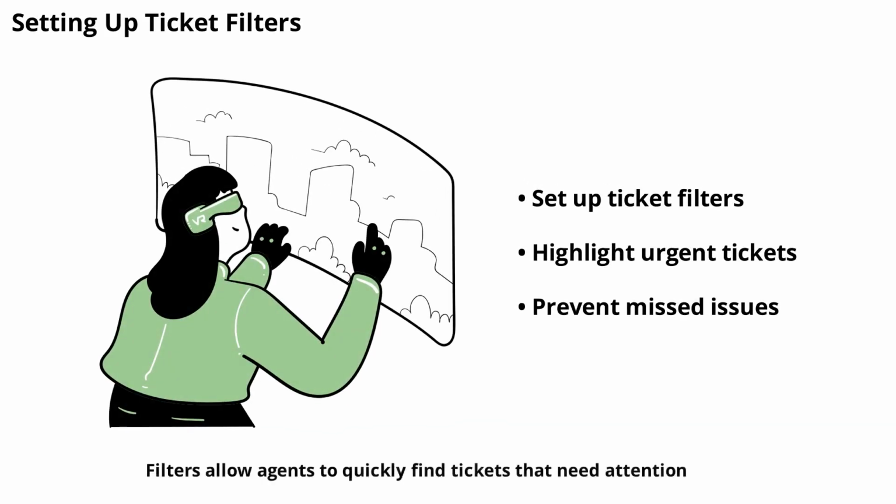Filters allow agents to quickly find tickets that need attention. In the Tickets section, set up filters for criteria like overdue, high priority, or unassigned tickets. This ensures nothing slips through the cracks and urgent issues are addressed promptly.